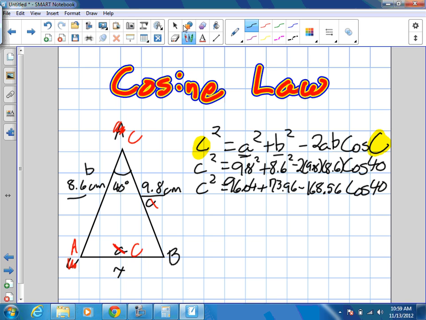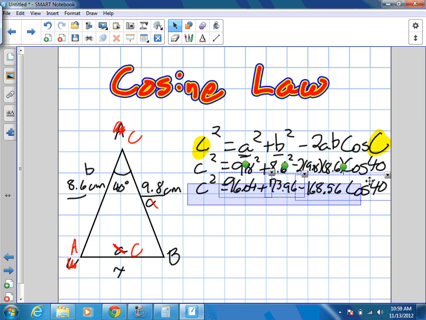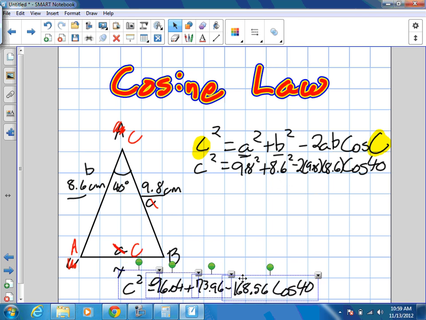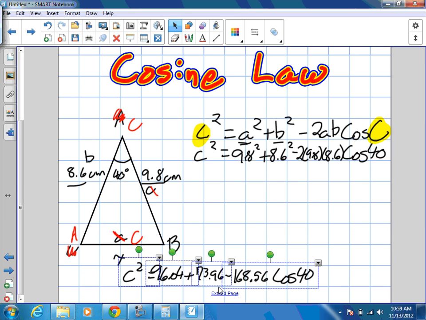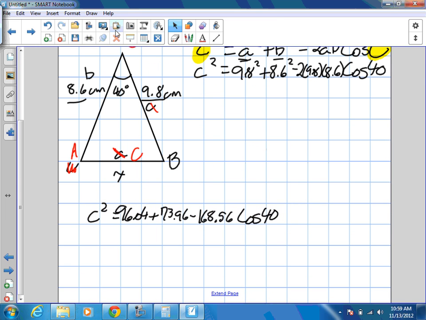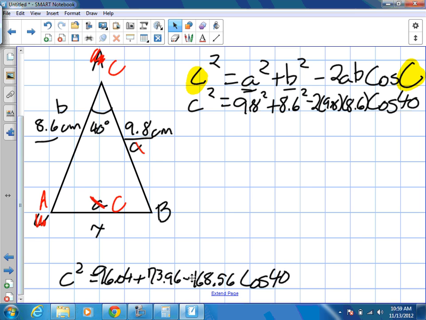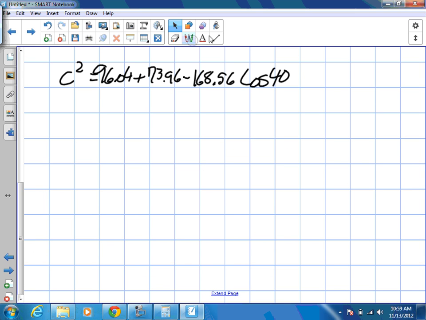Because we're in BEDMAS here, this actually says negative 168.56 times cos 40. Many people make the error of adding these and then subtracting this term. You cannot do that. You have to keep the multiplication together first. So we can add 96.04 and 73.96 together.